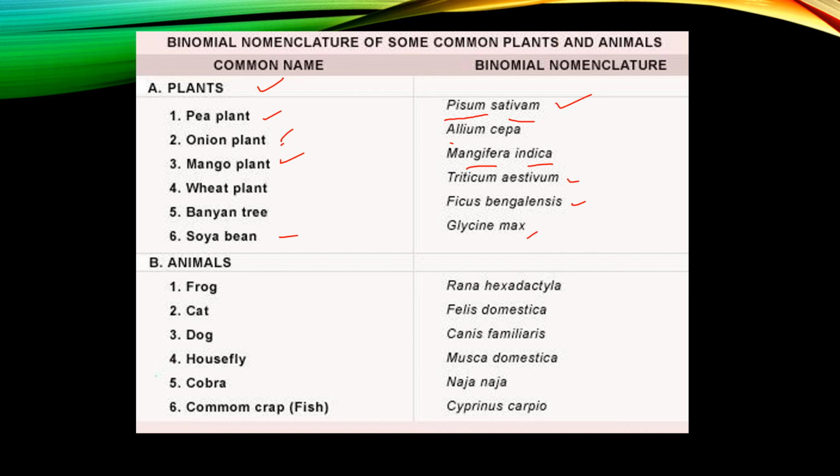Okay, now let's talk about animals. The frog's scientific name is Rana hexadactyla, where Rana is the genus and hexadactyla is the species. The cat is Felis domestica. Then the housefly is Musca domestica, and then you have the cobra, which is Naja. The dog is Canis familiaris. Then the common carp fish is Cyprinus carpio. So these are the common names as well as the binomial nomenclature of plants and animals.